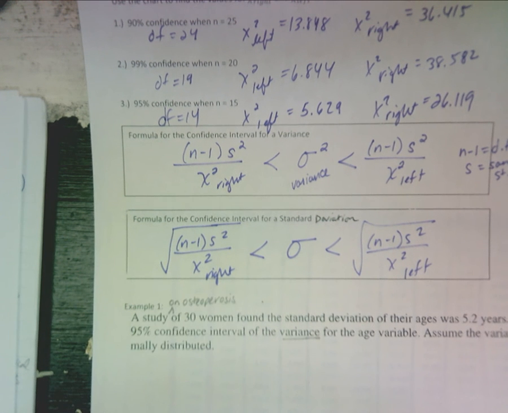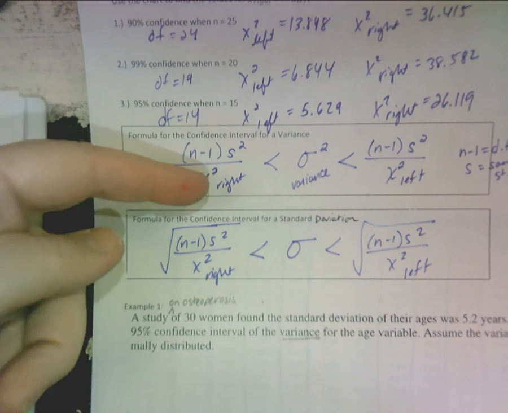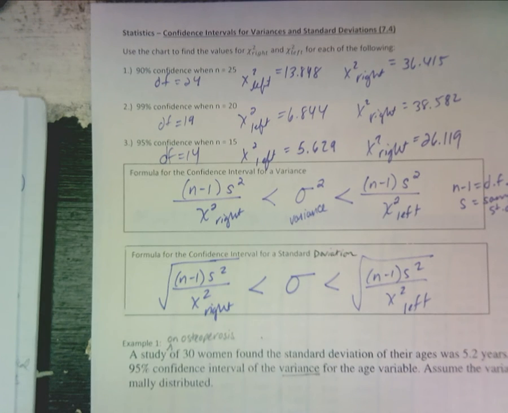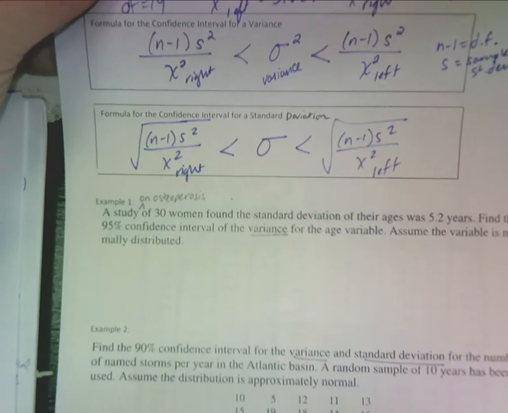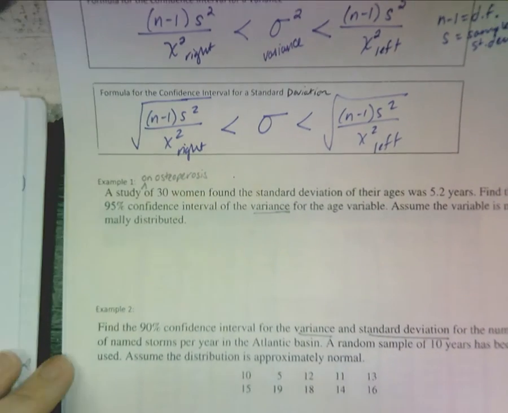So now we're going to do these two examples. It's really easy. You just find the one, and then you can always find the other one just by taking the square root. It's not that bad, so I don't want you to freak out. All right, here we go. Example 1, and then we'll do example 2, and we'll be done.